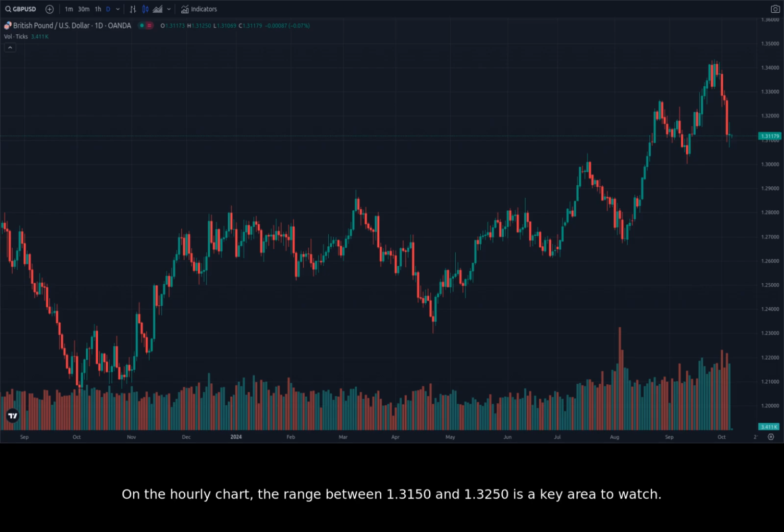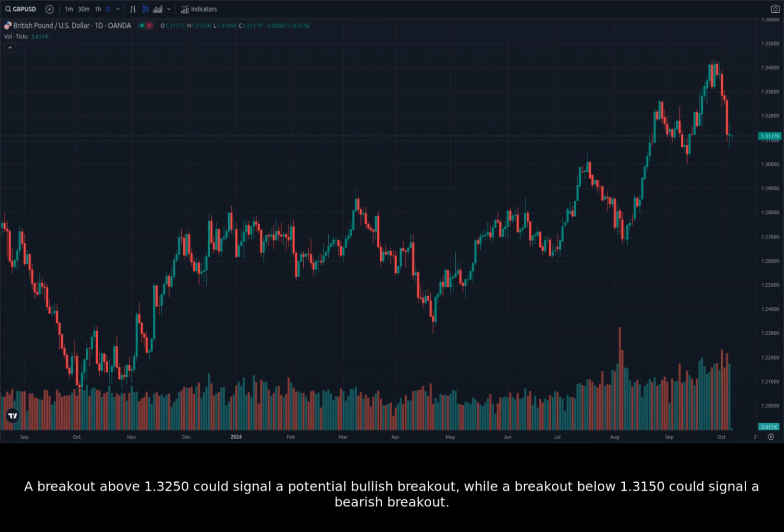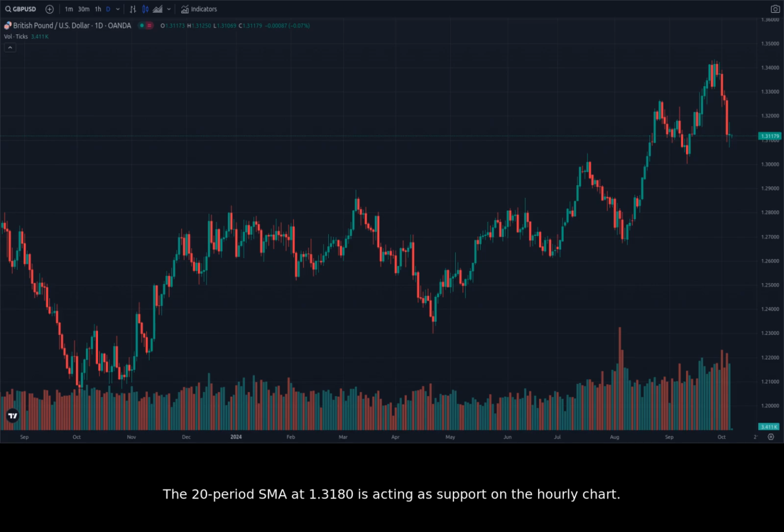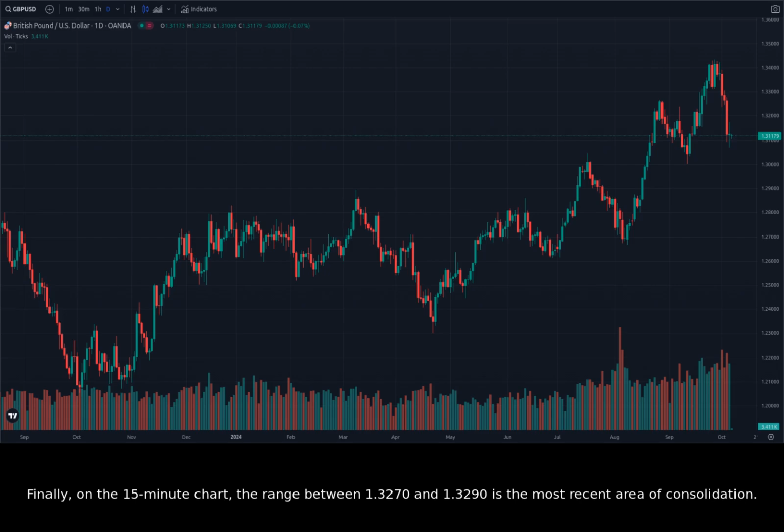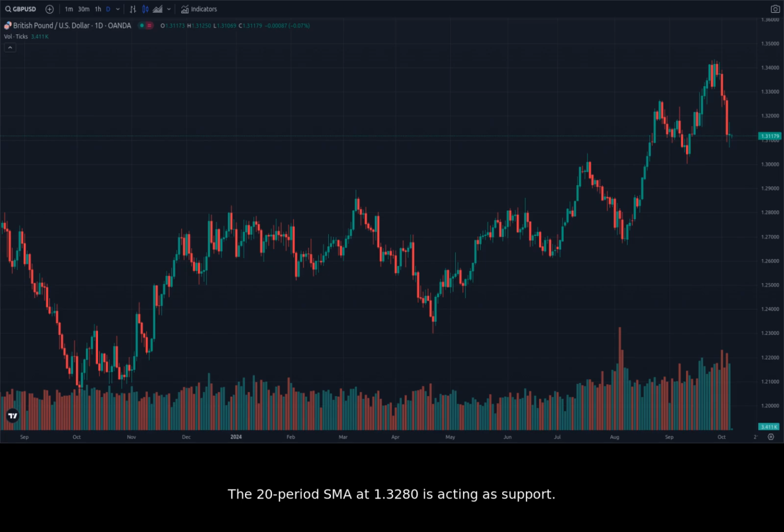On the hourly chart, the range between 1.3150 and 1.3250 is a key area to watch. A breakout above 1.3250 could signal a potential bullish breakout, while a breakout below 1.3150 could signal a bearish breakout. The 20-period SMA at 1.3180 is acting as support on the hourly chart. Finally, on the 15-minute chart, the range between 1.3270 and 1.3290 is the most recent area of consolidation. The 20-period SMA at 1.3280 is acting as support.